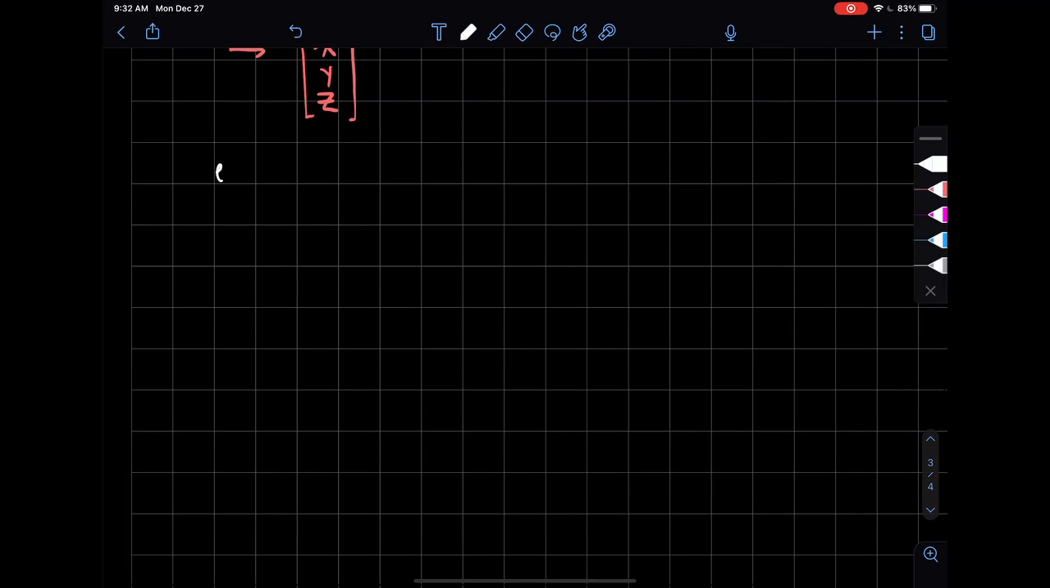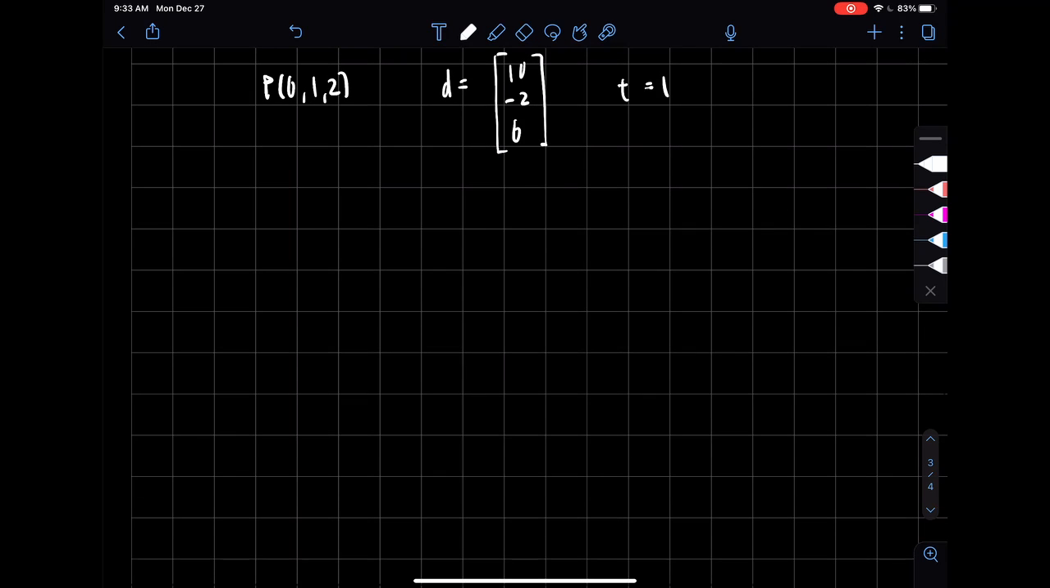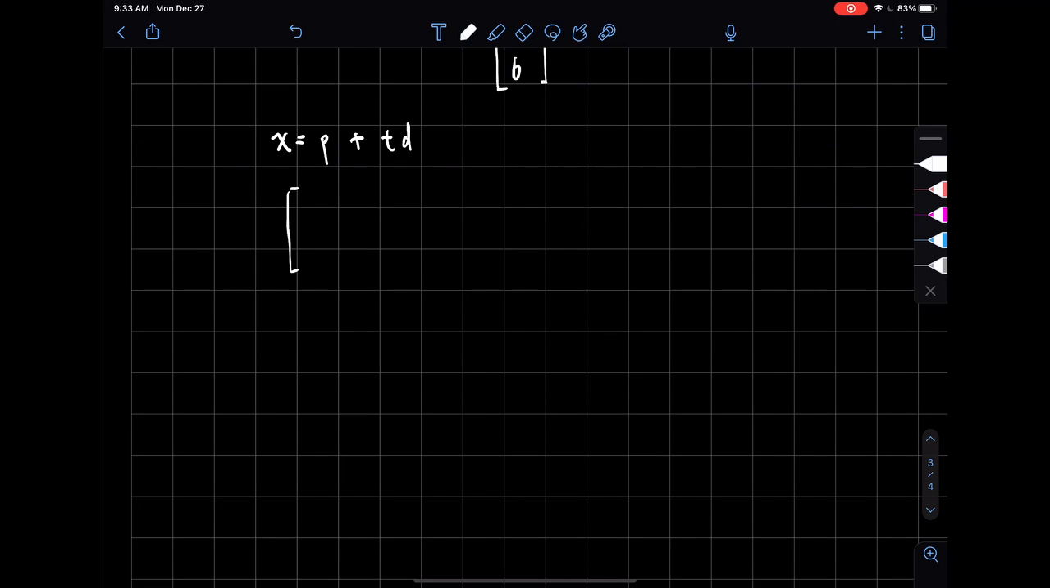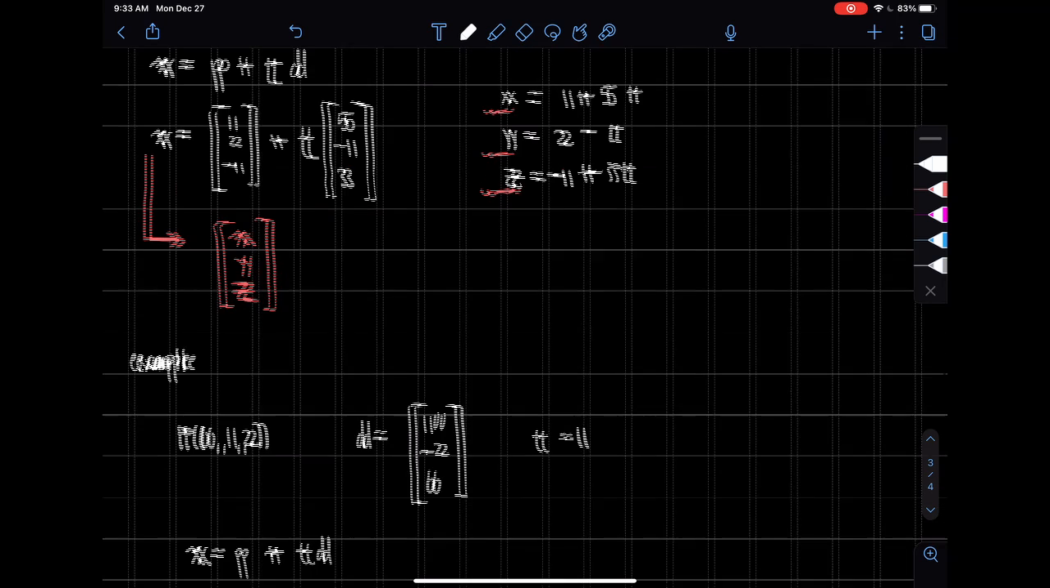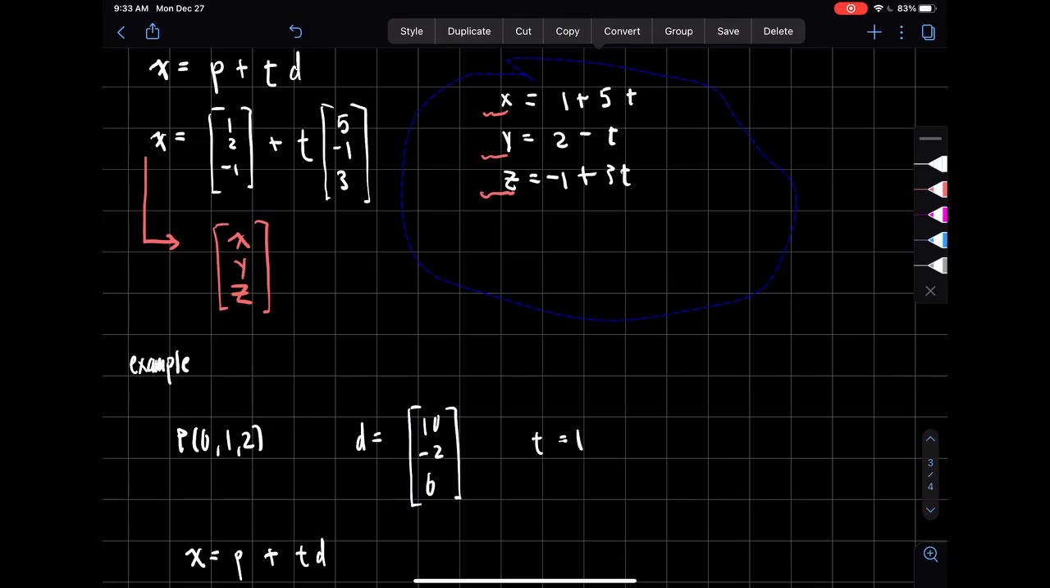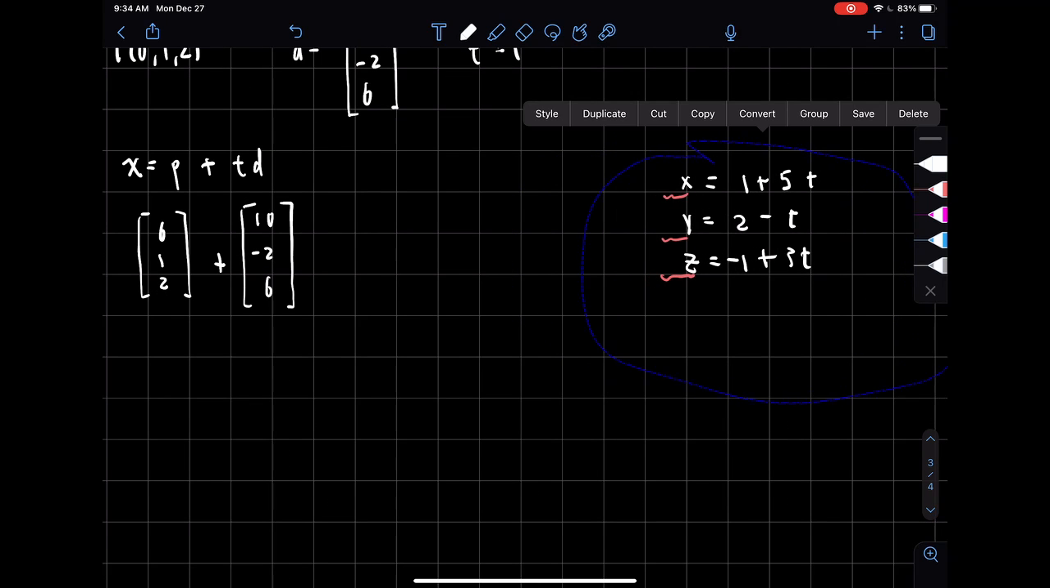So let's look at another example where we're considering the point (6, 1, 2) and the directional vector (10, -2, 6). We can basically see that this is just 2 times the original directional vector from the previous example. So we do x equals p plus td once again, given the general equation, with (6, 1, 2), and because we know that this is just 2 times the directional vector, we can substitute it. We don't have to use t here, we're going to use s.